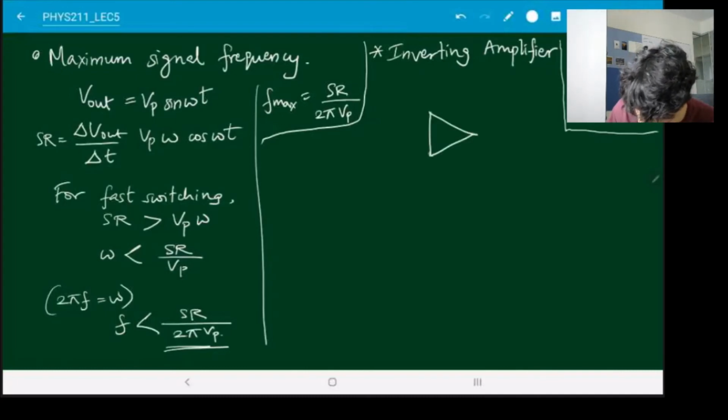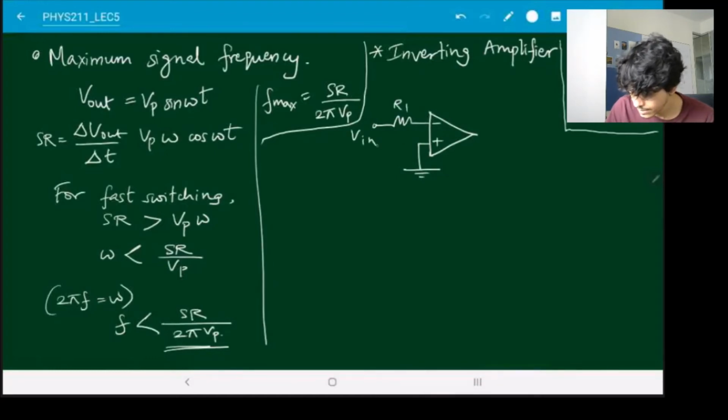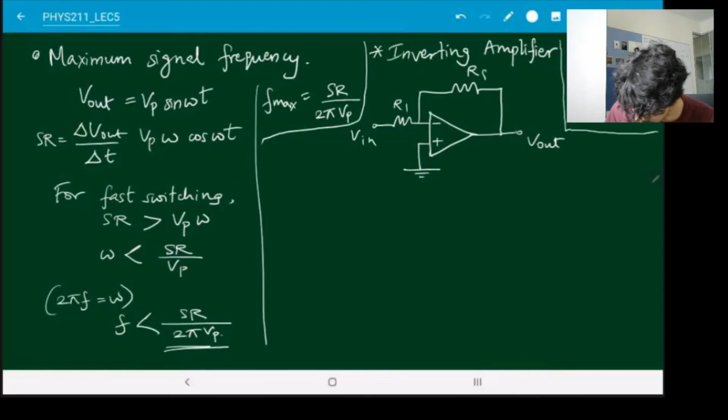So here is your op-amp. I'm going to ground the inverting terminal, and I'm going to send my signal to the non-inverting terminal through a resistance R1. So let's call this V in. And here is my output. And this is RF.